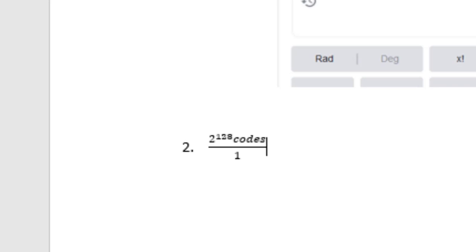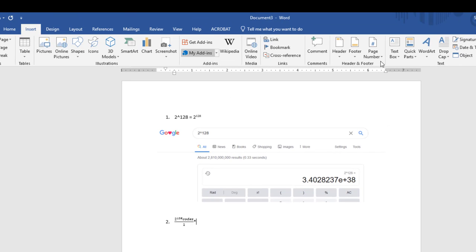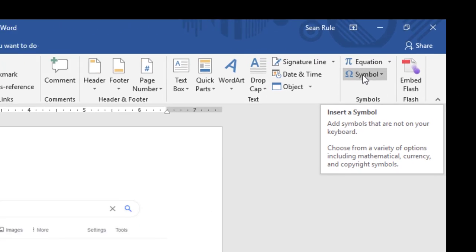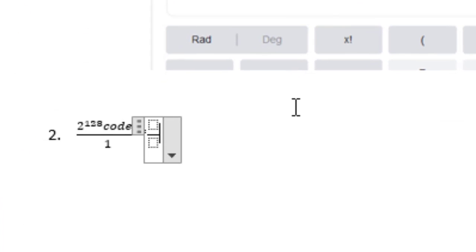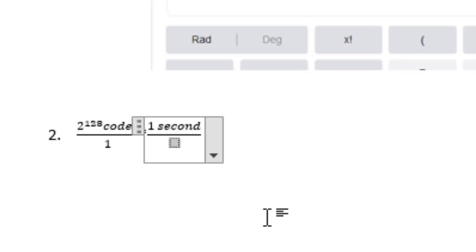Now what's cool about this is we can now put another fraction right next to that one. Okay, because we need to be able to convert this number of codes into time using the conversion that the super fast computer in 1 second can do 1 billion codes.